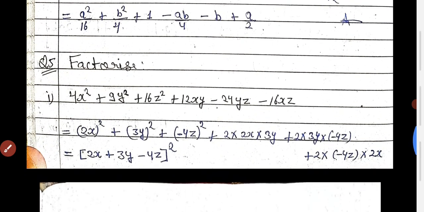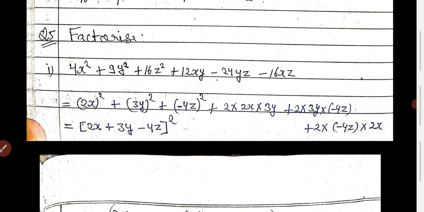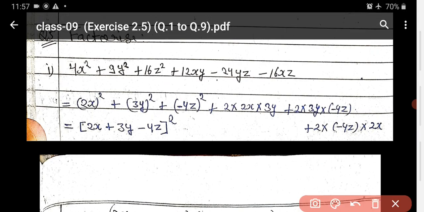Okay, now come to question number 5. In question number 5, the first part is 4x square plus 9y square plus 16z square plus 12xy minus 24yz minus 16xz. So in that question again we have to do a trick using that formula. One formula I told you, a plus b plus c whole square is equal to a square plus b square plus c square plus 2ab plus 2bc plus 2ca, like that one. So this question I am going to explain first on the board, then we will come here.